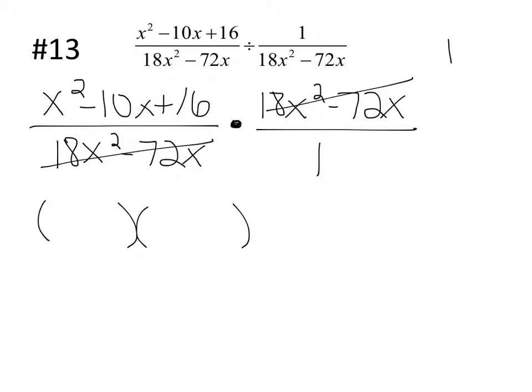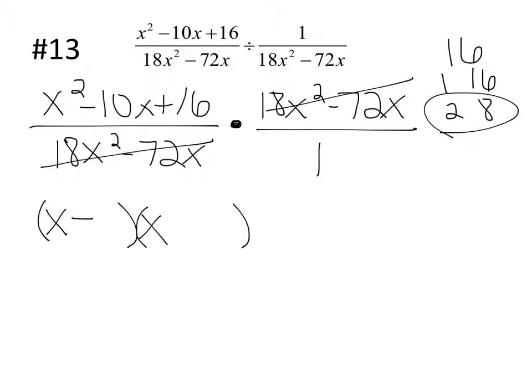So it's 16, factors of 16 that give you 10. You've got 1 and 16. You've got 2 and 8. It's going to be 2 and 8. So you've got x and x. If your first sign is negative, you change your second sign. Larger number always goes first.